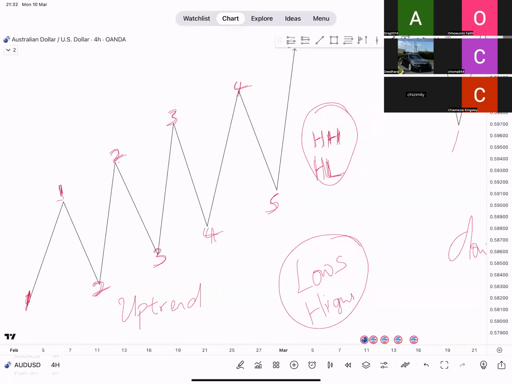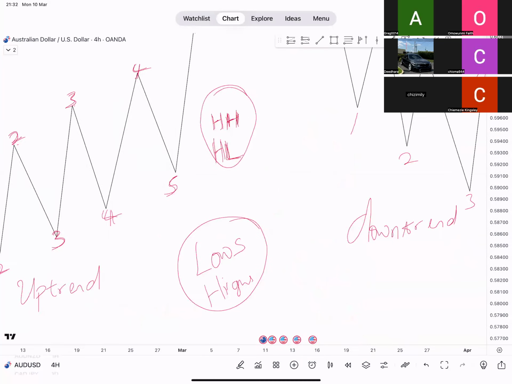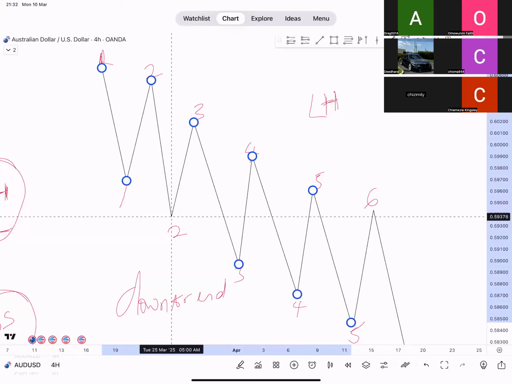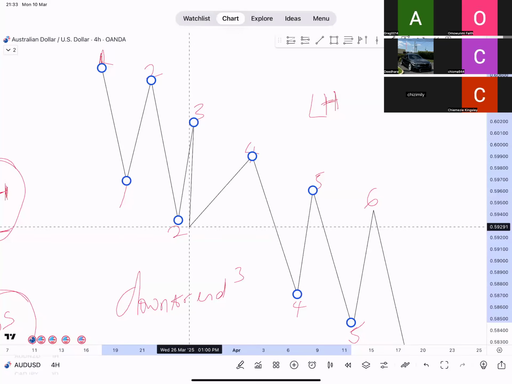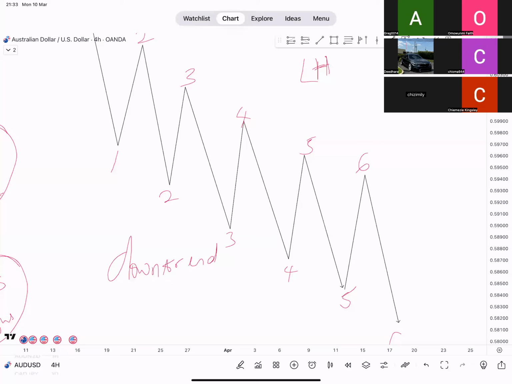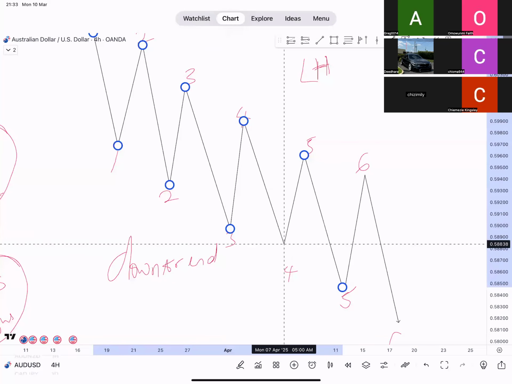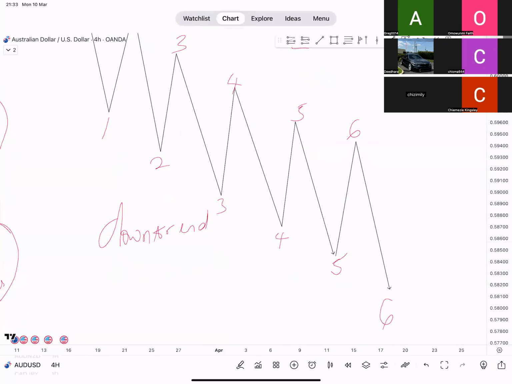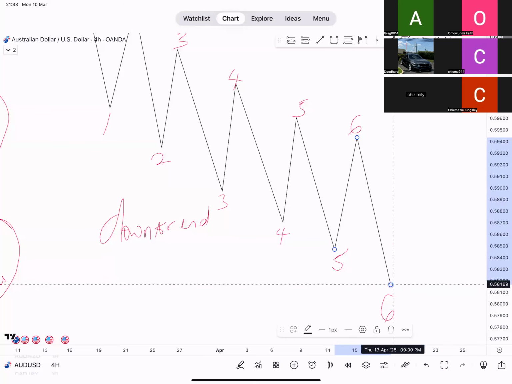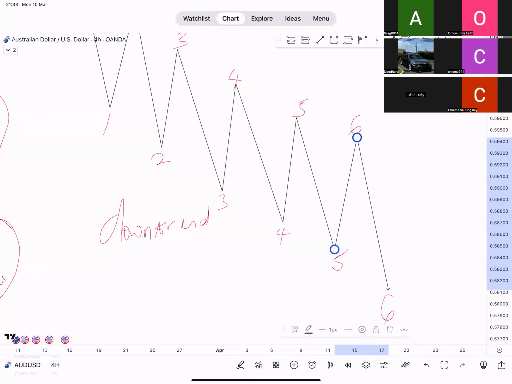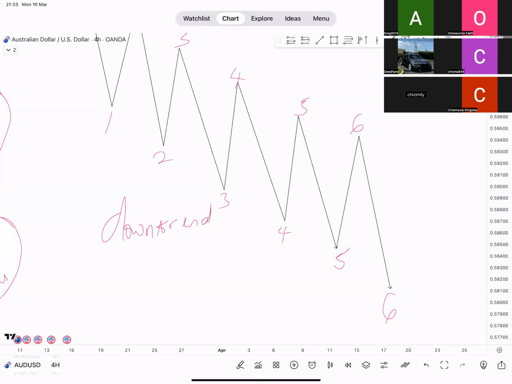But in a downtrend, it's not the same thing. Low 2 went below low 1. Low 3 went below low 2. Low 4 went below low 3. This is low 5, and low 5 went below low 4. And even low 6 went below low 5. So you notice that each new low in a downtrend is usually lower than the previous low.